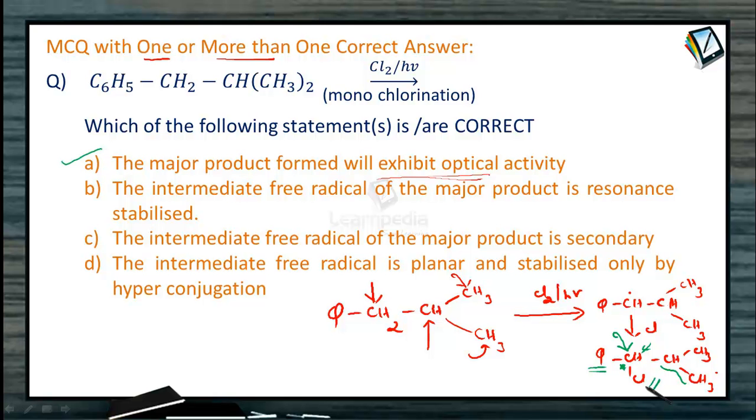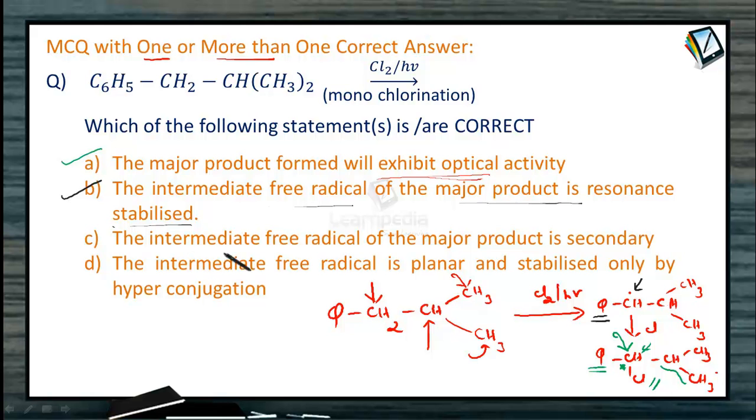The major product formed will exhibit optical activity is right, because the product formed, which is considered to be the major product, is having an asymmetric center, because of which this compound possesses the property of rotating the plane of plane polarized light. What is the B option given? The intermediate free radical of the major product is resonance stabilized. That is the reason this carbon with unpaired electron, which is the free radical carbon, is in conjugation with the pi electron cloud of the benzene ring. And because of that resonance, this carbon free radical formed is more stable than the tertiary carbon. Hence, the intermediate free radical formed of the major product is resonance stabilized is right.